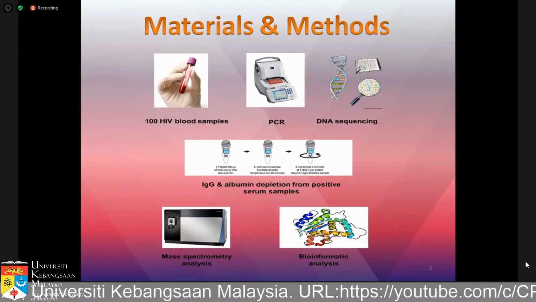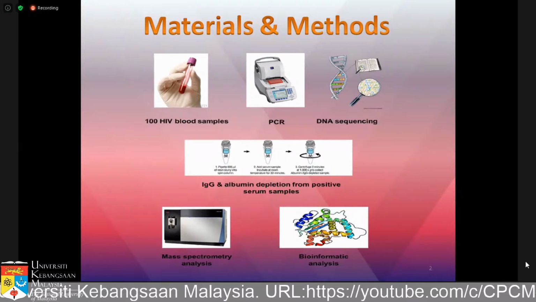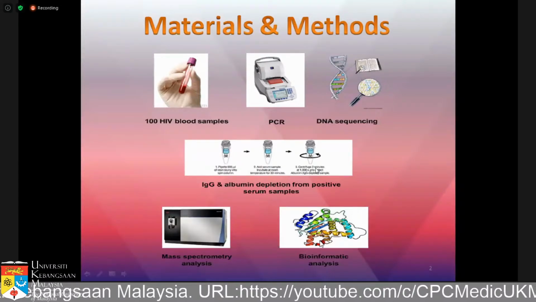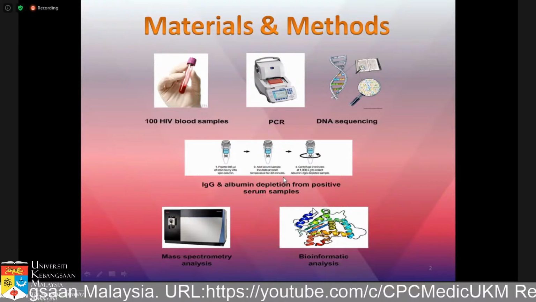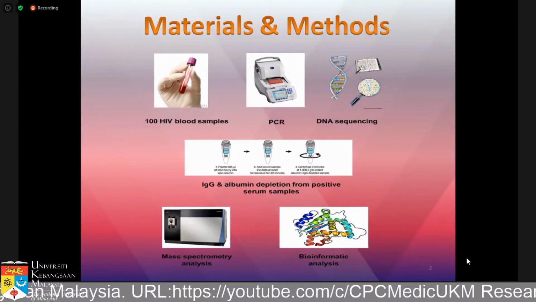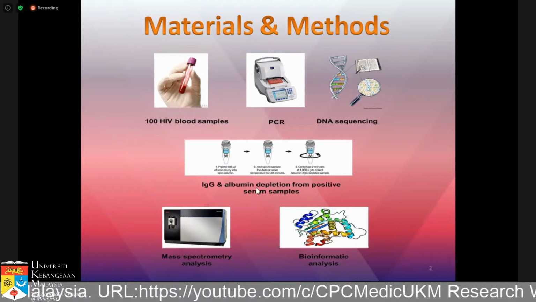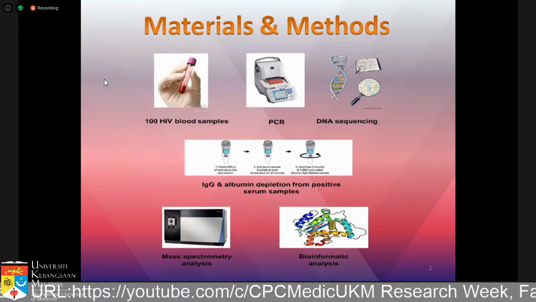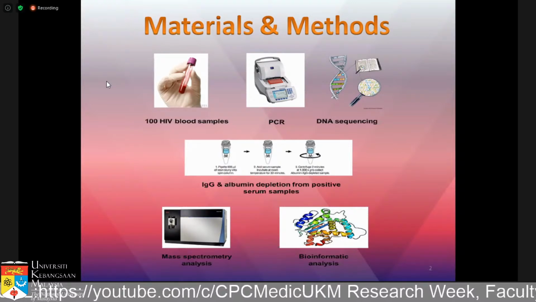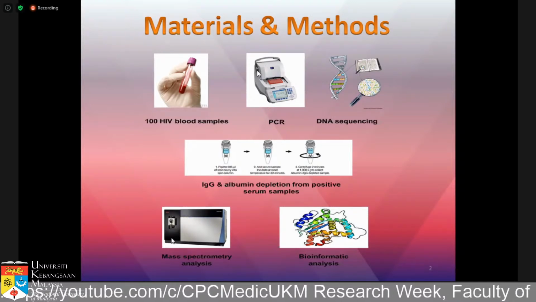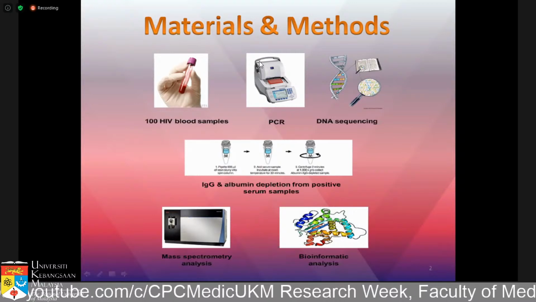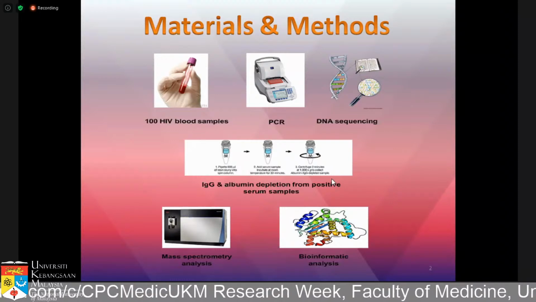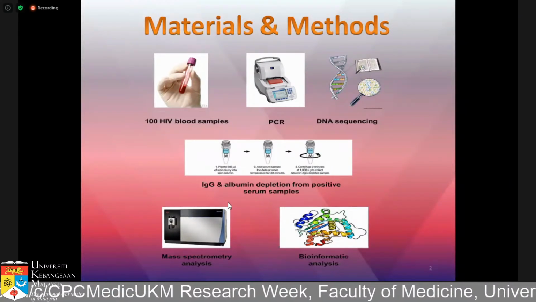The removal of these two high abundant proteins was performed using an albumin and IgG depletion kit from Pierce. After that, the depleted samples were concentrated and digested, and then the digested proteins were inserted into the mass spectrometer. We used two different mass spectrometer machines in order to get the best result. We also took the raw data obtained from the mass spec machines and searched it with two different search engines, Mascot and Sequest. The identified proteins were then analyzed using bioinformatics analysis.